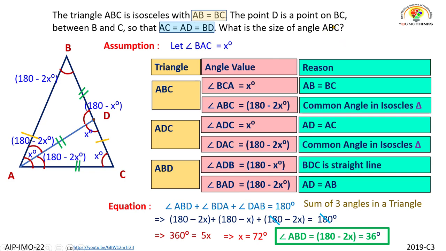Actually, the question was to find the size of angle ABD, not ABC. But it is the same as angle ABC. ABD is same as ABC, which is 36. Are you okay? Everyone okay with that?